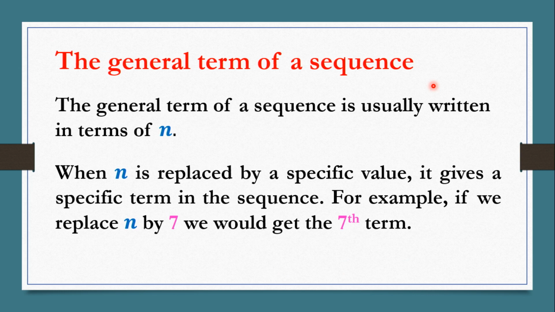Now we move on to the general term of a sequence. So the general term of a sequence is usually written in terms of n. When n is replaced by a specific value, it will give us a specific term in the sequence. For example, if we replace n by 7, we would get the 7th term. If I replace n by 10, I would obtain the 10th term.